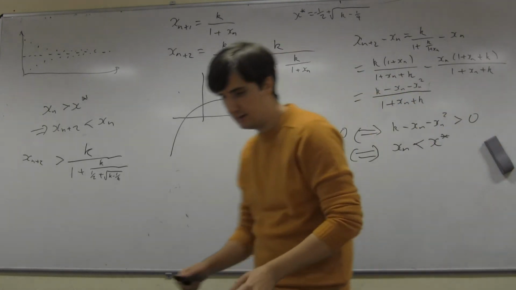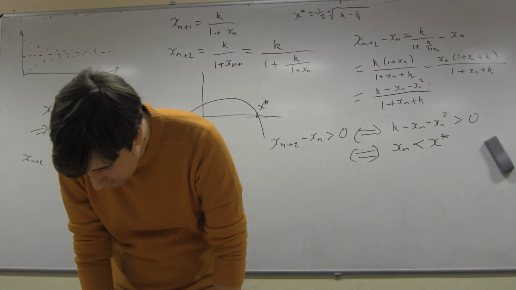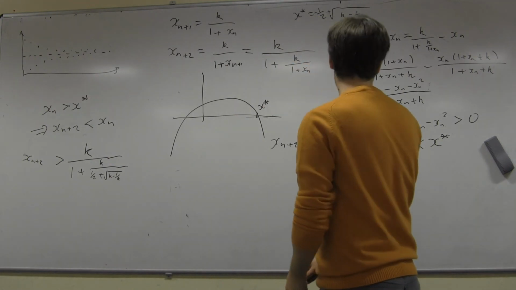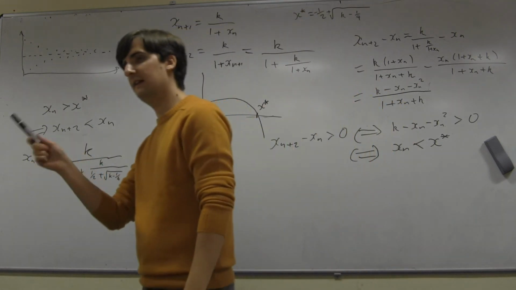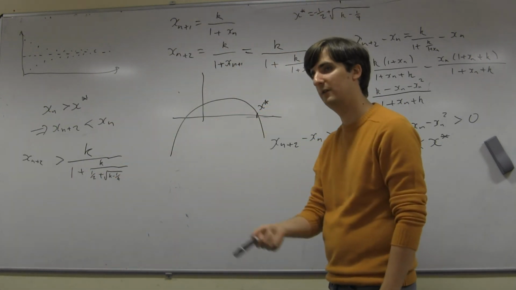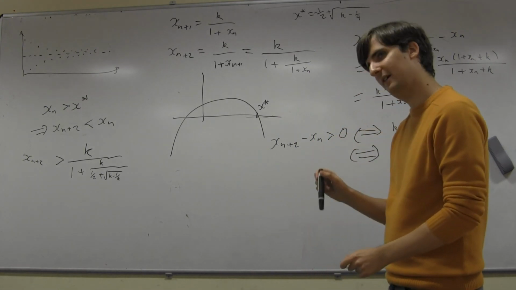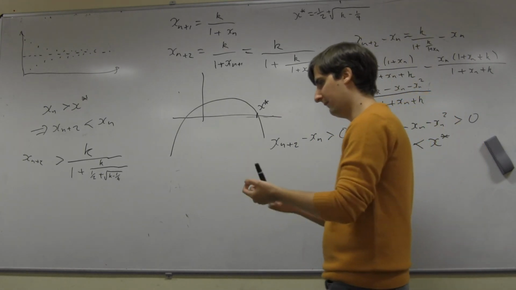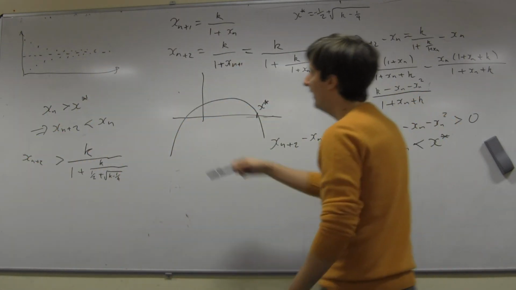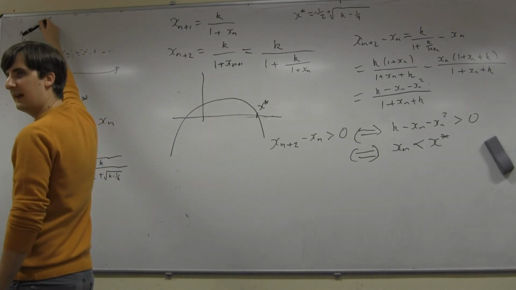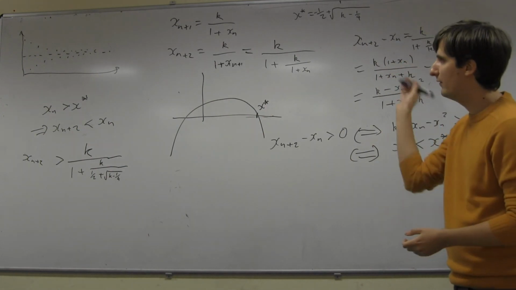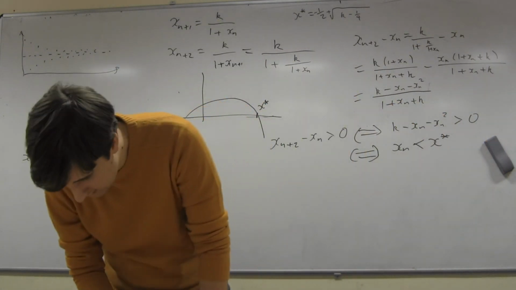So x2n is all of the even terms, and x2n minus 1 is all of the odd terms. So we're looking at going up by 2 steps each time. If you start above, so the first element is above, then one of them will be decreasing and one of them will be increasing.